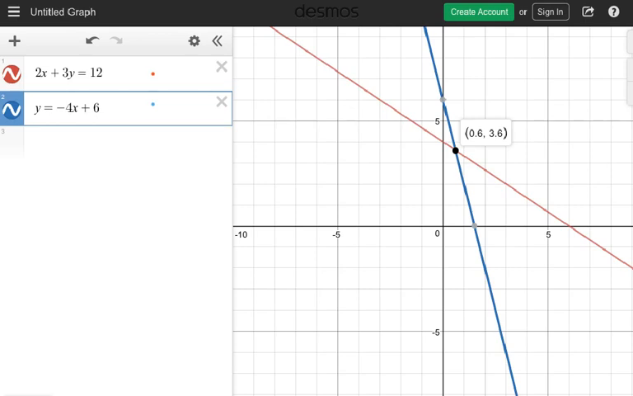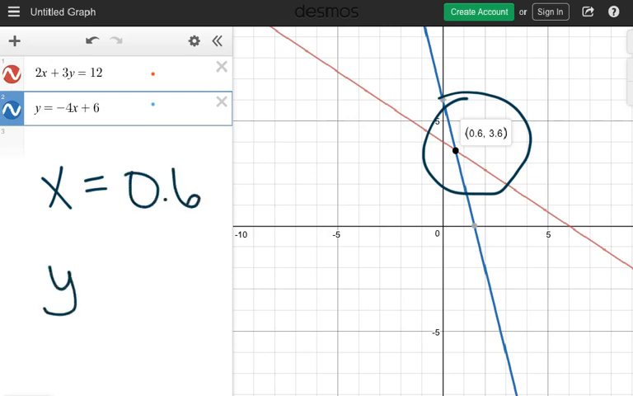And this is actually, we're done. Like, we've found a solution. The solution is right here where they intersect. Notice that x comes first in the coordinate plane, so x is 0.6 and y is 3.6. And that is our solution. It doesn't get much simpler than that.